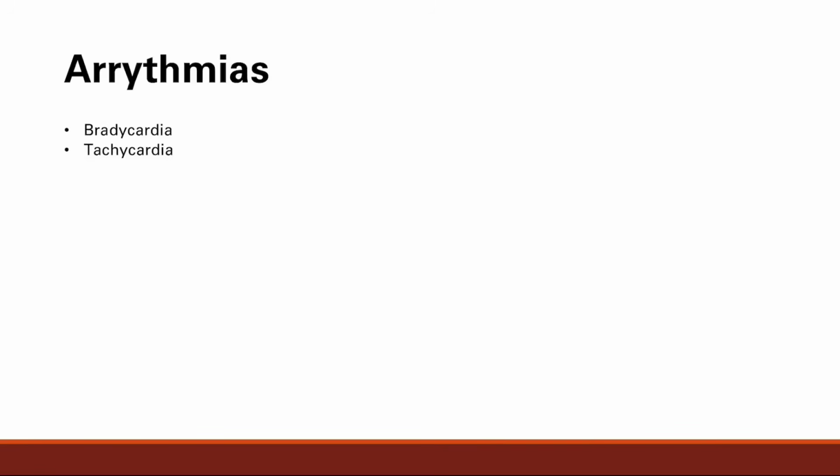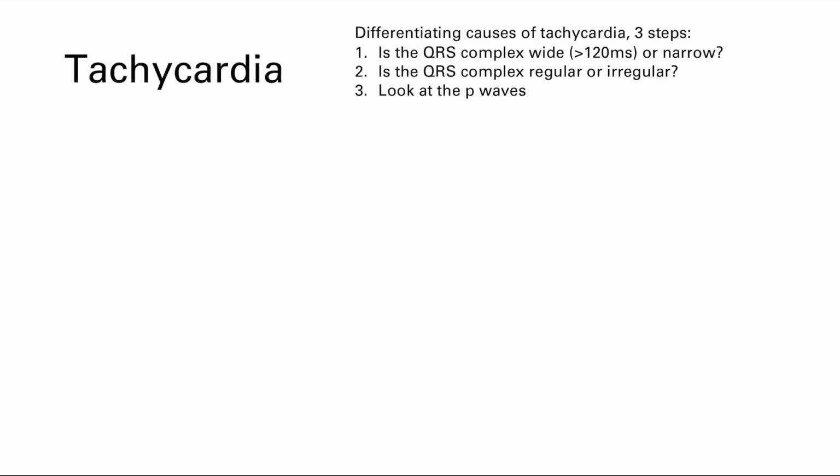So like I said, there's two types of arrhythmias. There's bradycardias, where your heart's beating too slow, and tachycardias, where your heart is beating too fast. And today we're just going to focus on tachycardias. There's many different ones, and we're going to see all of them. I'm going to show you how to differentiate all of them.